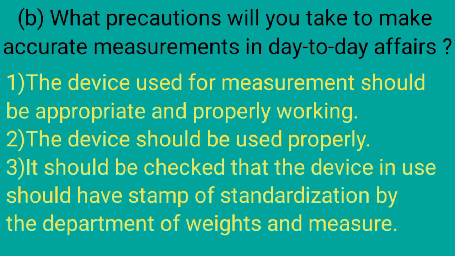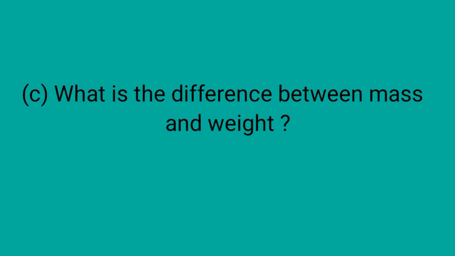B: What precautions will we take to make accurate measurements in day-to-day affairs? First, the device used for the measurement should be appropriate and properly working. Second, the device should be used properly. Third, it should be checked that the device used has the stamp of standardization by the Department of Weights and Measures. We already discussed what standardization is and the use of proper handling of the instruments.